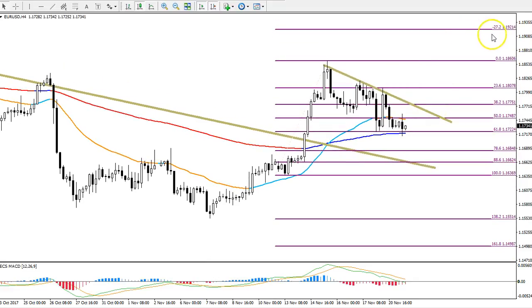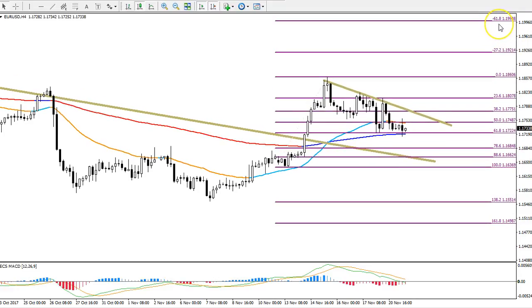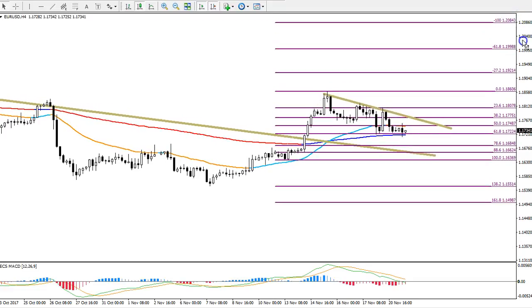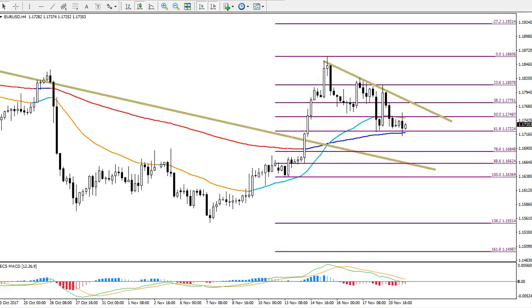And the target for the moment is 119.20, the minus 272 target as mentioned already on Sunday, and then even the minus 61.8 target right at 120, the psychological round level. And we could even extend that later on, not necessarily double top, but the previous top at around 120.80. So those were the targets for the moment to the upside.